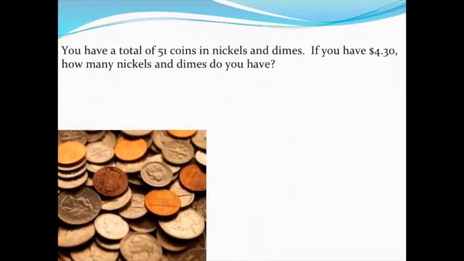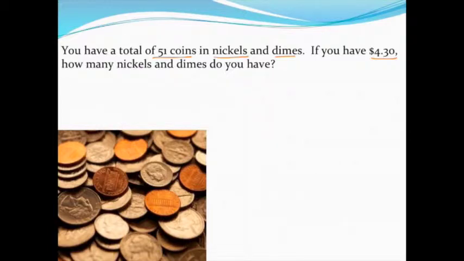So I'm going to show you two classic setups to these problems. In this case, one of our classic types of problems is our big bag of money. We've got a bag of coins, and I'm noticing that I have 51 coins. Some of them are nickels, some of them are dimes. I also know how much money I have altogether, $4.30. And the question is, how many nickels and how many dimes do you have? The reason that this is going to be a system of two equations is because there's two unknowns.